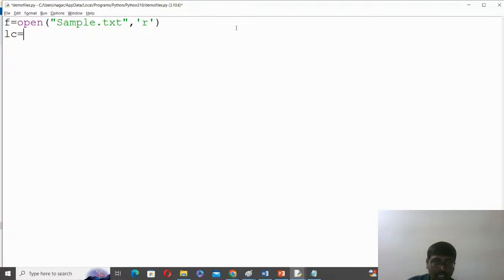For example, LC = WC = CC = 0. Initially, I assumed three variables: line count value 0, word count value 0, character count value 0. Line count, we are reading line by line. Now understand, whatever we discussed I apply in this program. I want the number of lines, so read the information line by line. How? For I in F, or if you have any doubt you can use readlines. Even though you are not using readlines, by default F only.